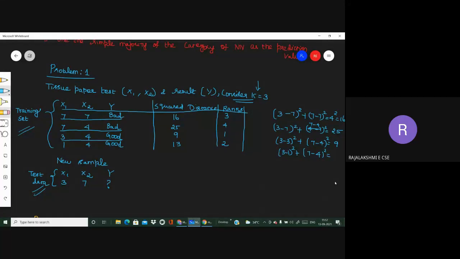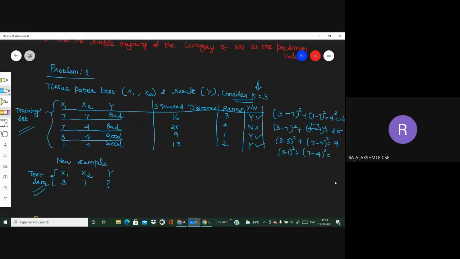Of these 4 ranks, I have to take only 3 because the k value is given as 3. That is, this many neighbors are sufficient to compare the results. Therefore, I'm going to take only 3 neighbors, depending upon this rank. Do you understand how I gave the rank? Just order, that's all. So 3 things I'm going to take, therefore this is included, this is also included, this is included, but this is not included.